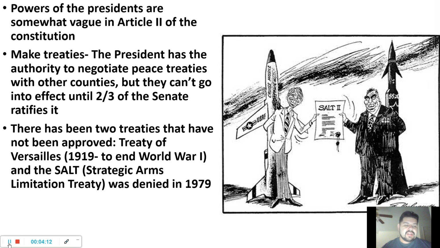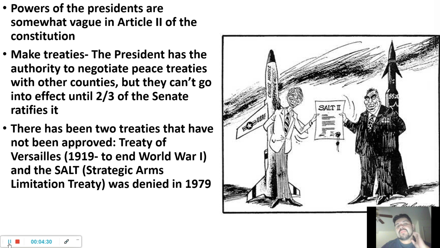So a lot of the people told their congressmen and representatives not to vote for it, and they didn't. So that's why we didn't really sign up for the League of Nations.